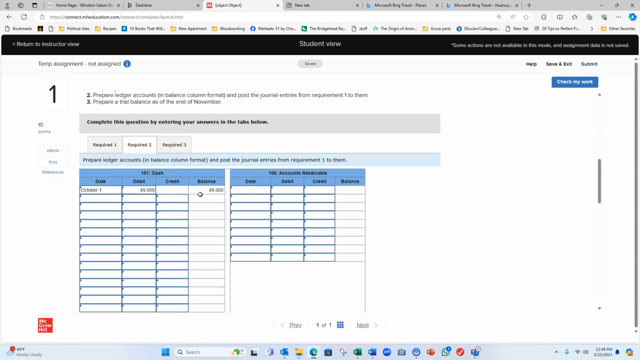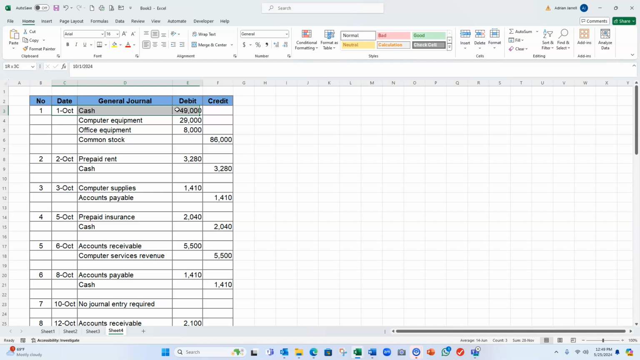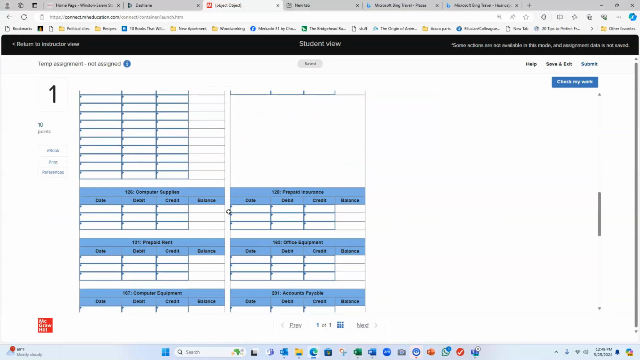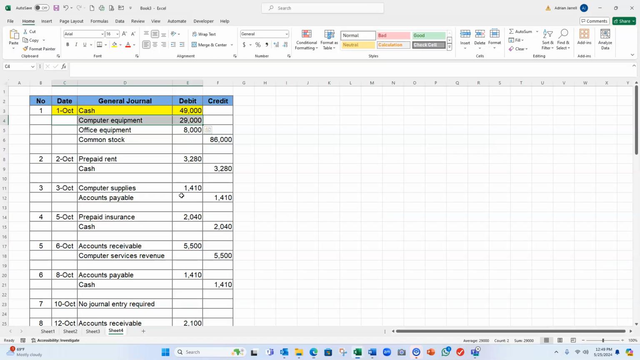So I'm going to go to my spreadsheet. Here we go. And I'm going to go ahead and mark this one as done. The next one is computer equipment, $29,000. And the next one is office equipment of $8,000.